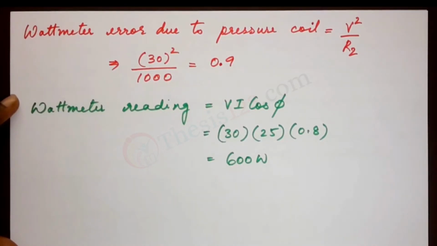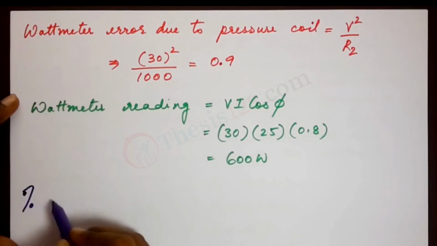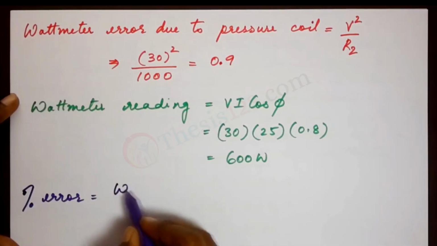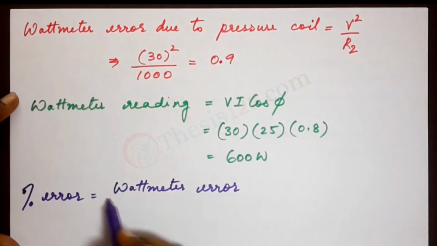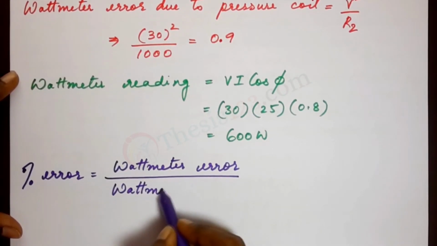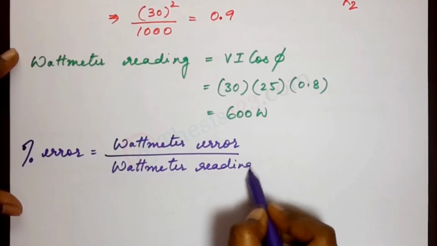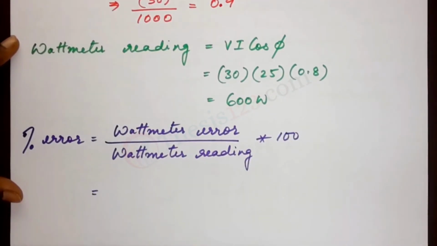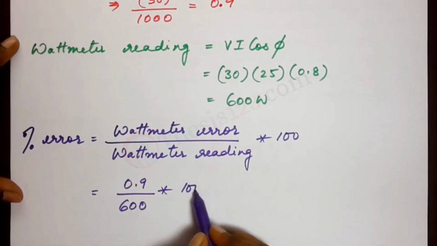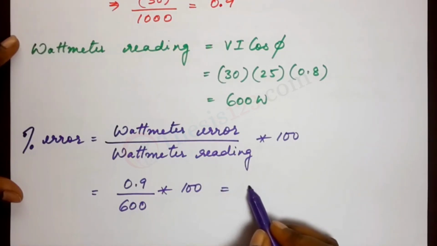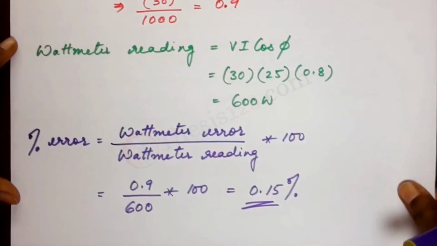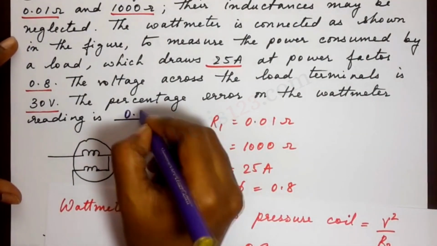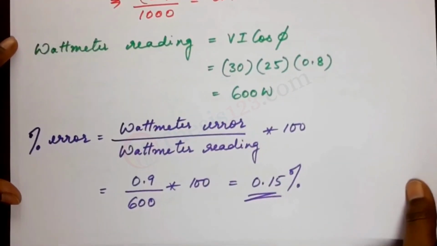Now we can calculate the final step of percentage error. Now percentage error is given by the ratio of the wattmeter error due to the pressure coil divided by the wattmeter reading into 100. So the wattmeter error is 0.9. The wattmeter reading is 600 into 100, and that gives us a value of 0.15%. So our final answer here is 0.15. They have asked in terms of percentage, so that's 0.15. This is the final solution.